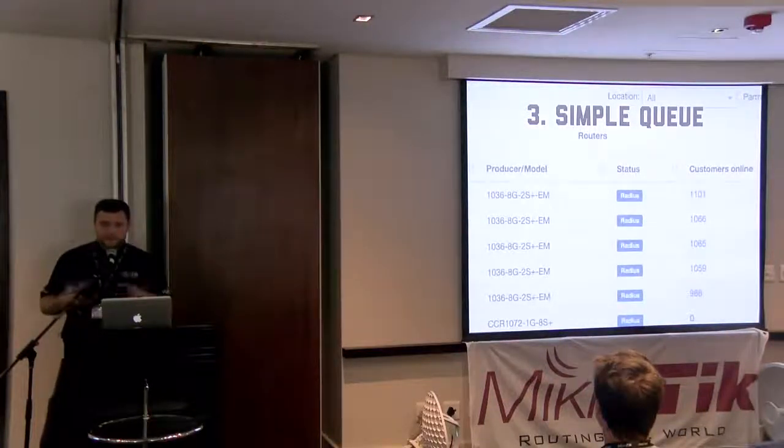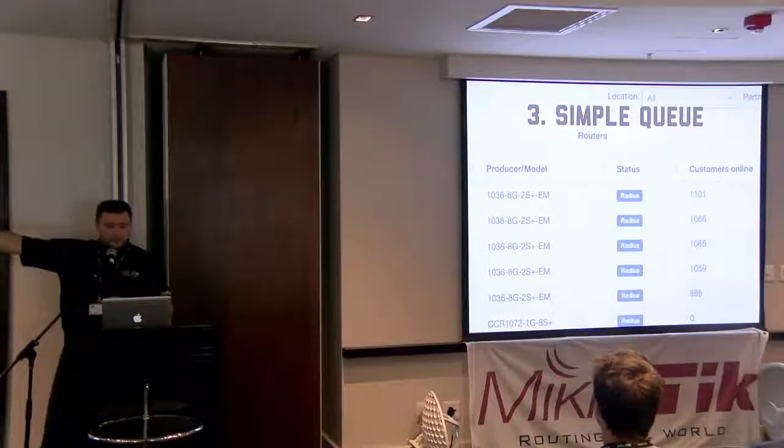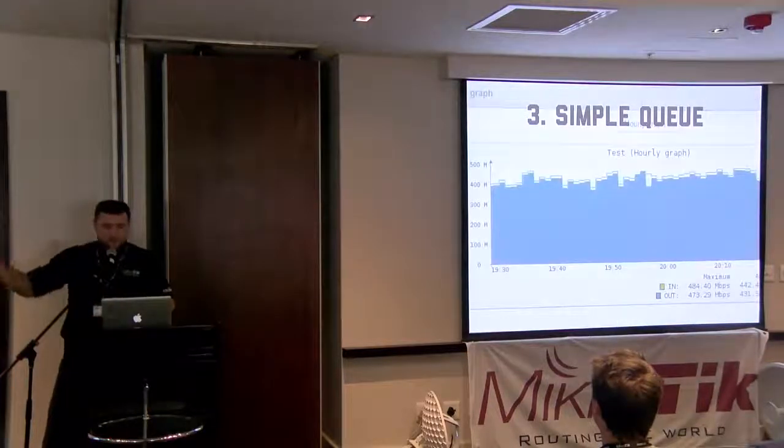So this is one Turkish provider that we work together with. And this is a DSL network. And they have, you see, these are 5 routers, for example. They have 1,000 subscribers on each. And the traffic is around 1 gigabit. And the CPU usage is, as I showed, up to 80% sometimes. Yeah, the traffic on one interface is 500 megabits per second.